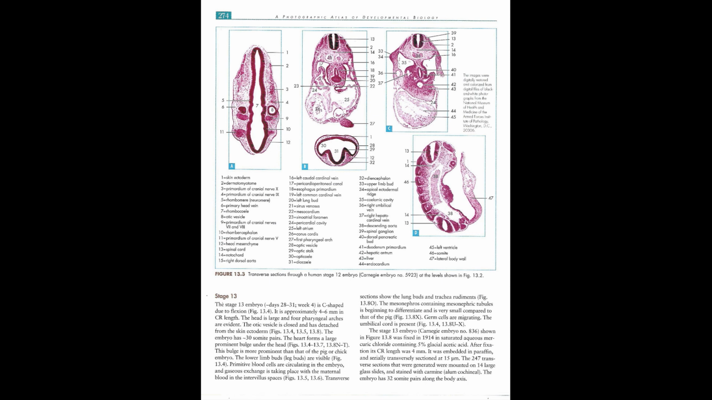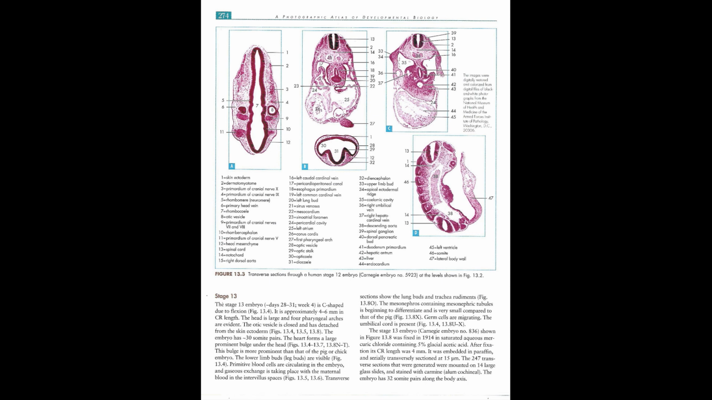Primitive blood cells are circulating in the embryo, and gaseous exchange is taking place with the maternal blood in the intervillous spaces, Figs 13.5, 13.6. Transverse sections show the lung buds and trachea rudiments, Fig 13.8o. The mesonephros containing mesonephric tubules is beginning to differentiate and is very small compared to that of the pig, Fig 13.8x. Germ cells are migrating. The umbilical cord is present, Fig 13.4, 13.8 ux.